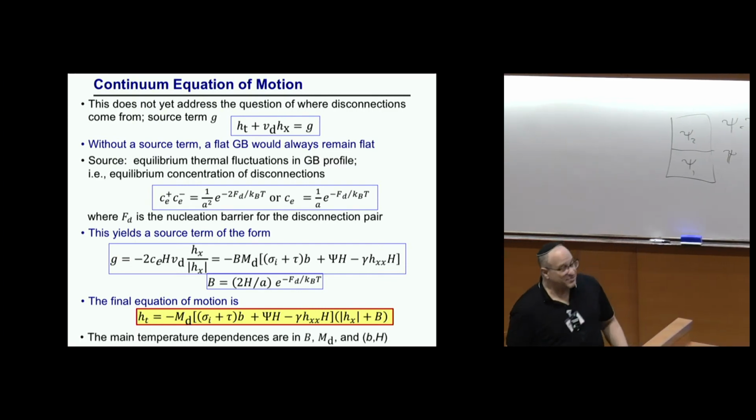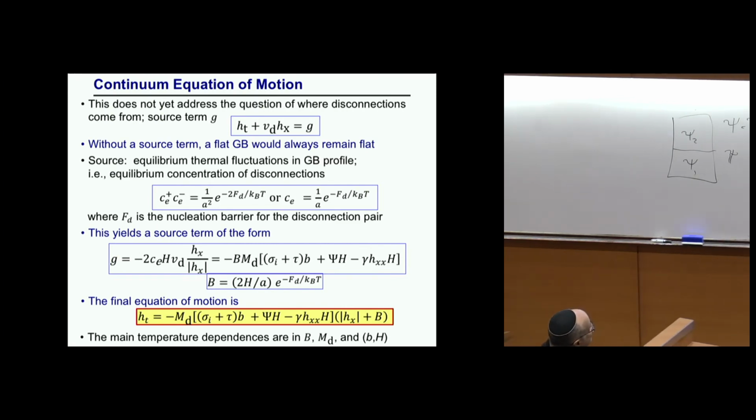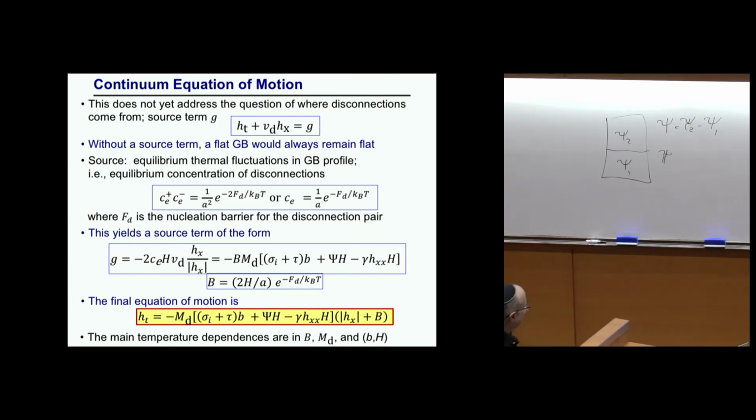So all the temperature dependence in this problem is in the mobility of the individual disconnections, the source term, and possibly which B and H gets selected at that temperature. Okay, so that's my equation of motion. It's a little bit more complicated than mean curvature flow, but it's got microscopic details. I can build in all the crystallography.